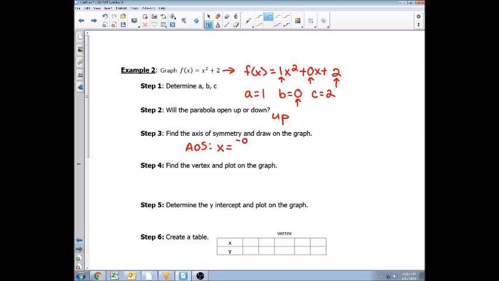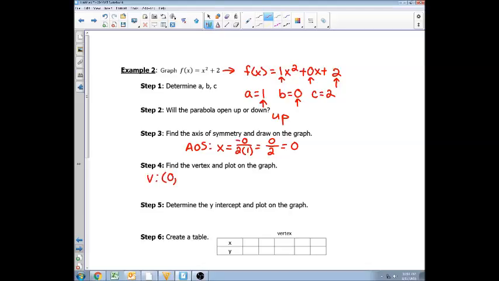So it's the opposite of 0 over 2 times my a value, which in this case is 1. Well, the opposite of 0 would just be 0. 2 times 1 would be 2. 0 divided by 2 is going to be 0. So for my vertex, my x is 0.